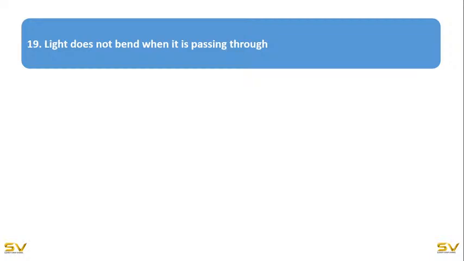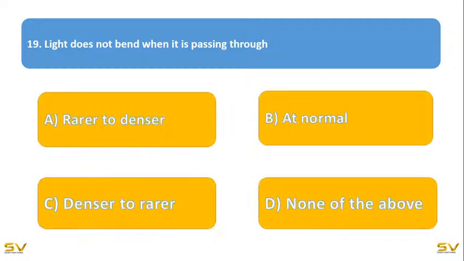Light does not bend when it is passing through... Is it from rarer to denser, at the normal, from denser to rarer, or none of the above? So when light does not bend, which is the correct answer? Is it A, B, C, or D? Light does not bend.